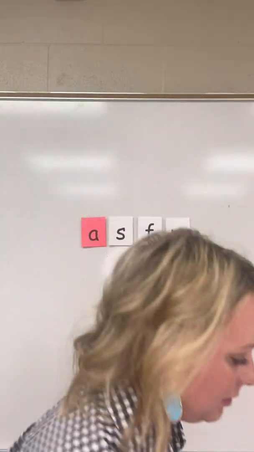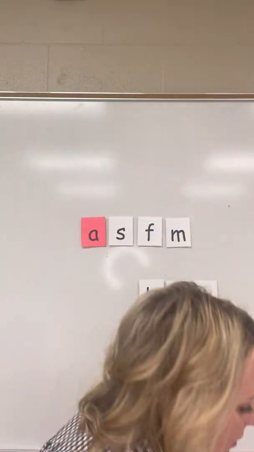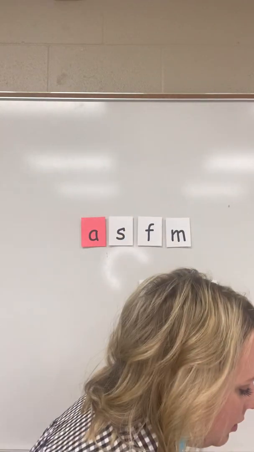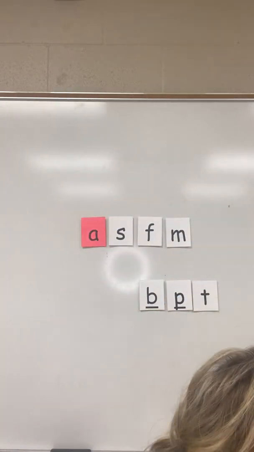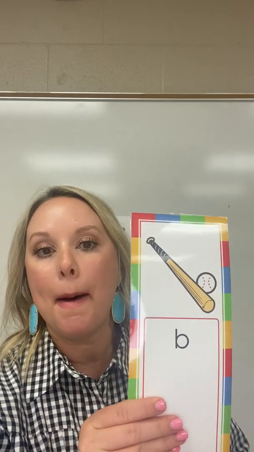Let's review our key words for our letters this week. We have A, apple, A. S, snake, S. F, fish, and M, mouse. And then our last three: B, bat, ball, B. Turtle, T, T, and pig, P, P.